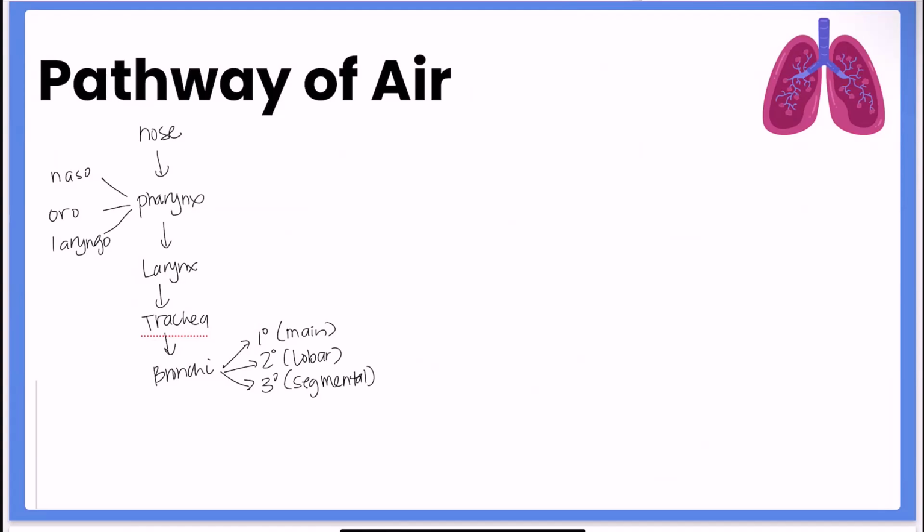From the segmental bronchi, then we'll break off into bronchioles. We have tons of those. And then from the bronchioles, the last bronchiole, I'm running out of space. I would do this vertically if I had more space. The last bronchiole is called the terminal bronchiole. From the terminal bronchiole, then we go into the respiratory bronchiole.